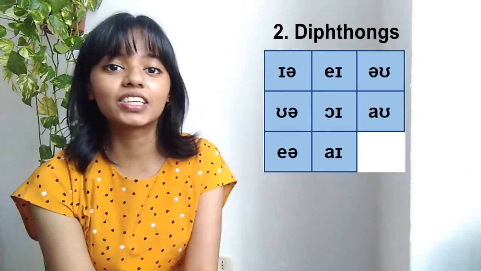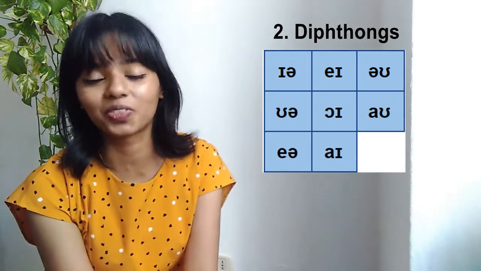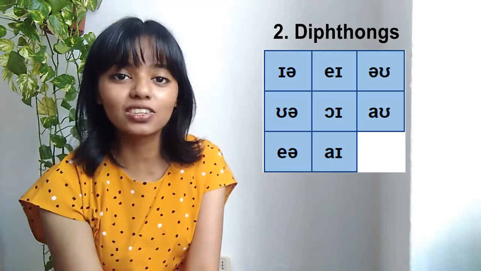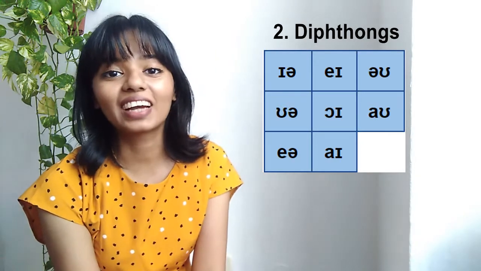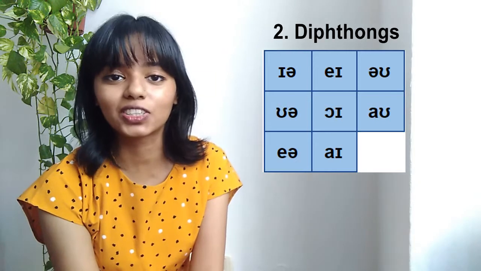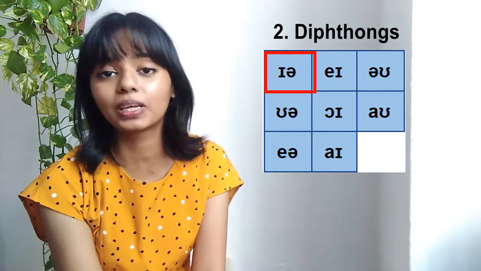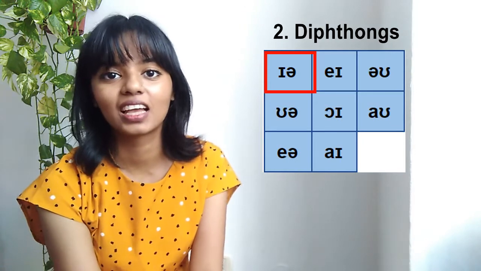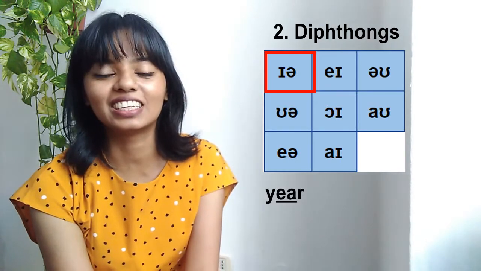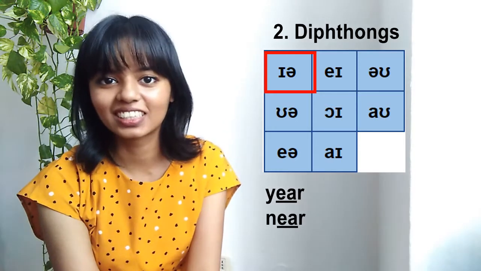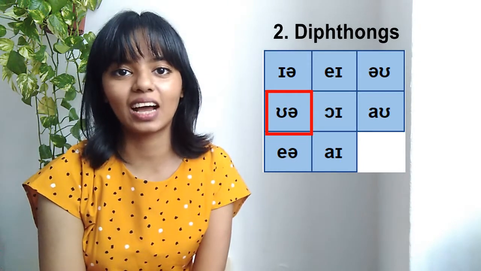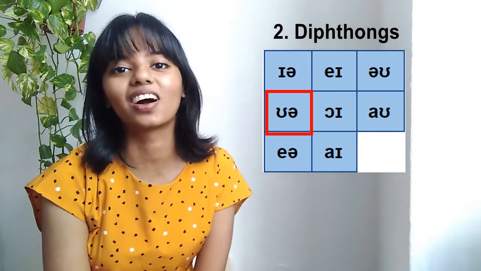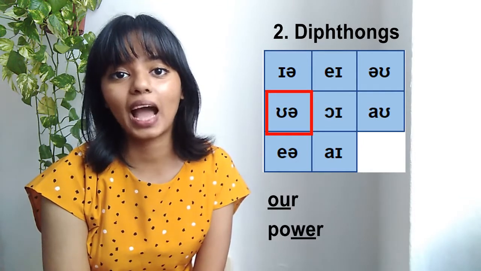Now let's talk about diphthongs. Diphthongs are basically combinations of two monophthongs. This is when we change the position of our tongue to produce these sounds. There are 8 diphthongs. The first one is pronounced ia. It's a combination of I and a. Examples of ia are year, near, really. Then we have an ua sound. Words with ua sound are hour, power.